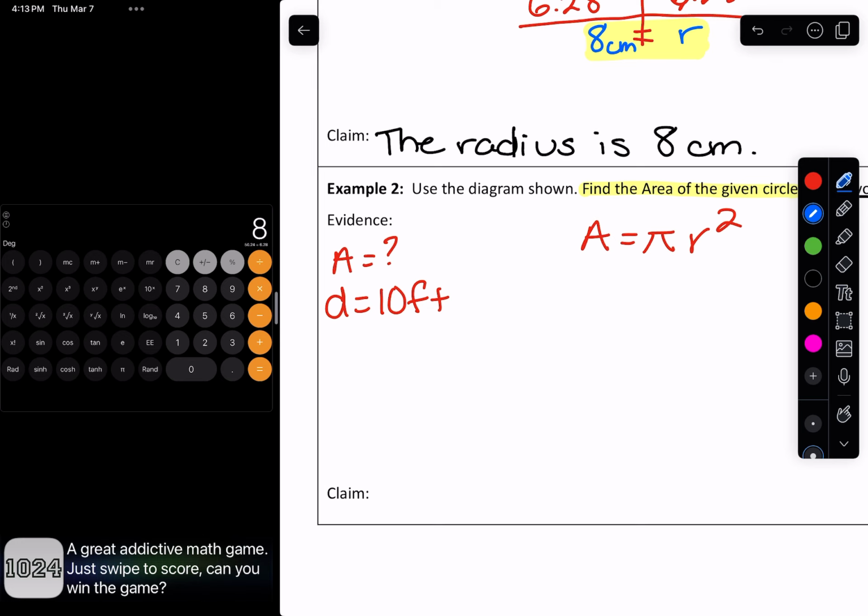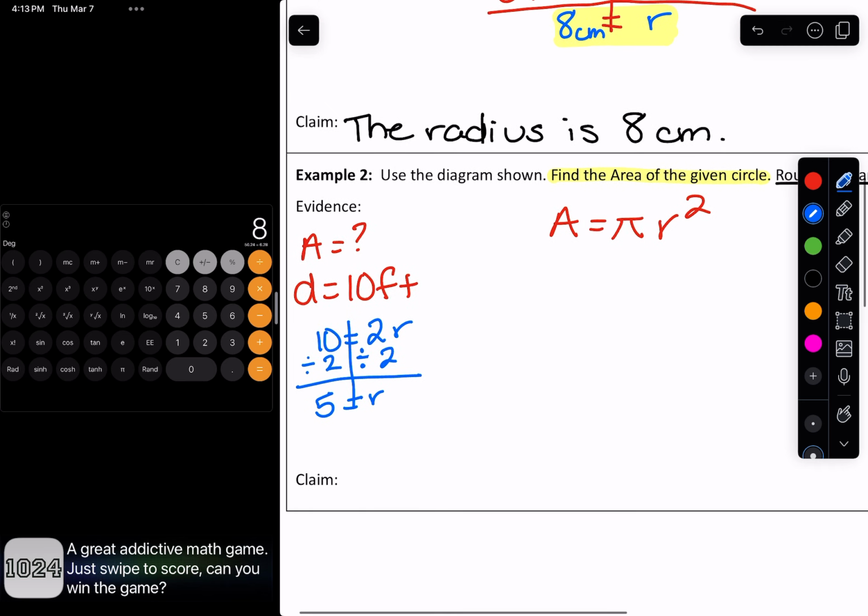So something you should know is that diameter is equal to 2 times r. Okay. So we're going to replace that d with 10 to find that radius. So I'm going to do the same thing that I did on top. Try to get the r by itself by dividing by 2 to both sides. Now I got r is equal to 5.